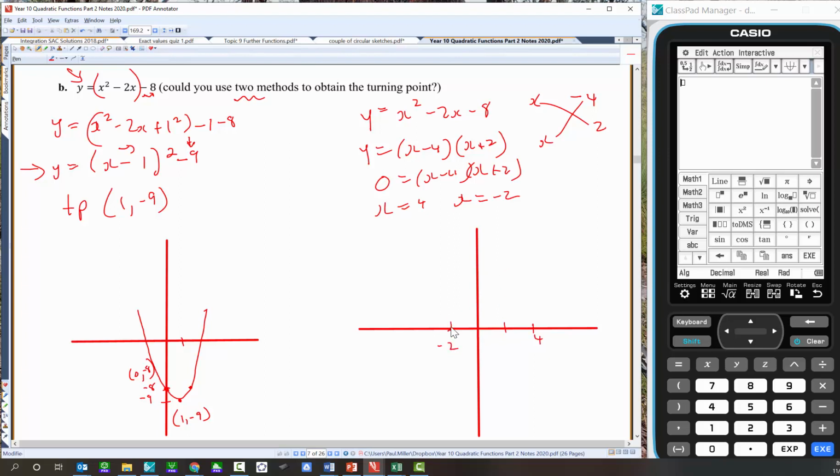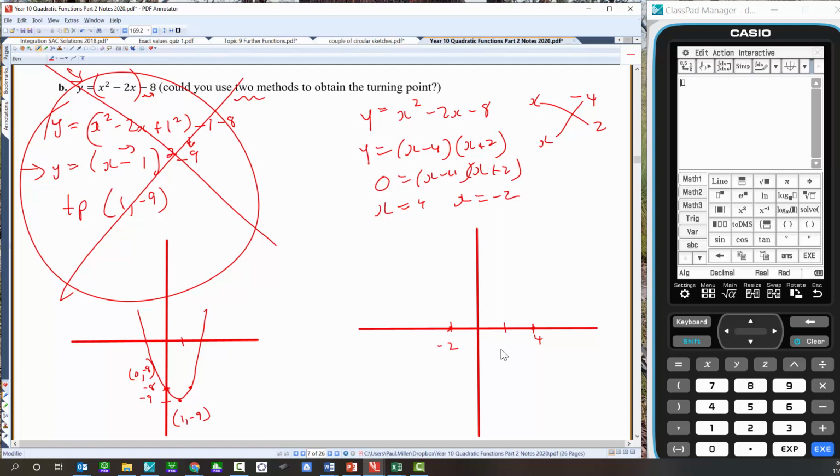Now, what do I know? They're the x-intercepts. The y-intercept is at -8 still. What about the turning point? Well, if I didn't know how to complete the square, is there enough information here or on the graph itself to get the turning point? And the fact of the matter is, there is enough information. So what I know is the axis of symmetry, the midpoint of this parabola, will be actually at the midpoint of these two x-intercepts. And if you remember back to the start of the year, I can get the midpoint from linear by going -2 plus 4 over 2. I average the x values.